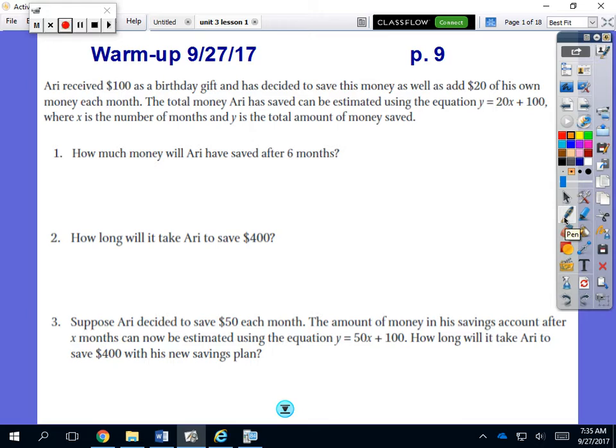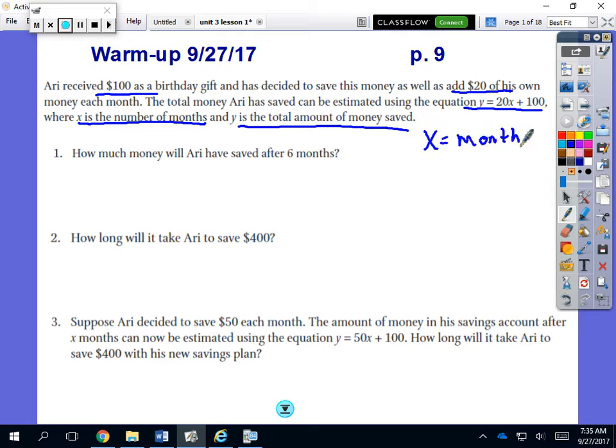Let's do our annotation. He received $100, decided to save money as well as save that money and add $20 of his own money each month. The total money Ari has saved can be estimated using this equation. Well, they just did our work for us there. X is the number of months. It's important to know what X stands for, and Y is the total amount of money saved. So X is months, and Y equals total money.